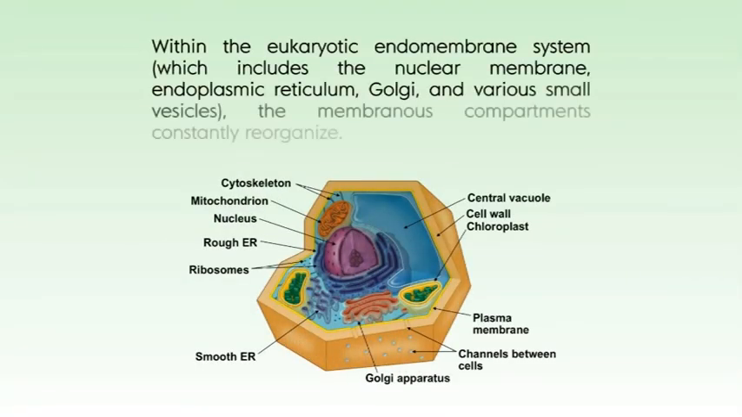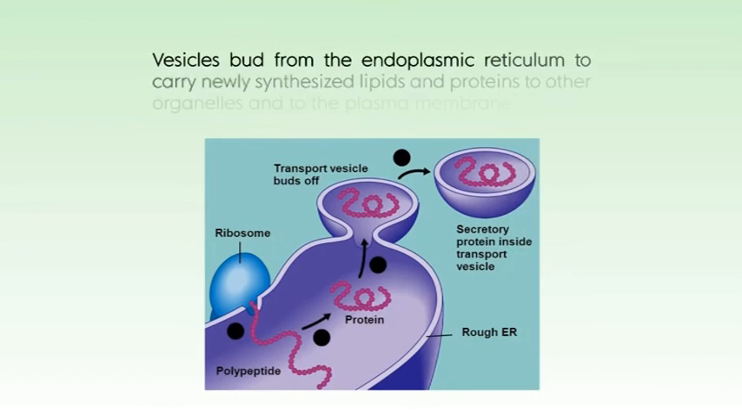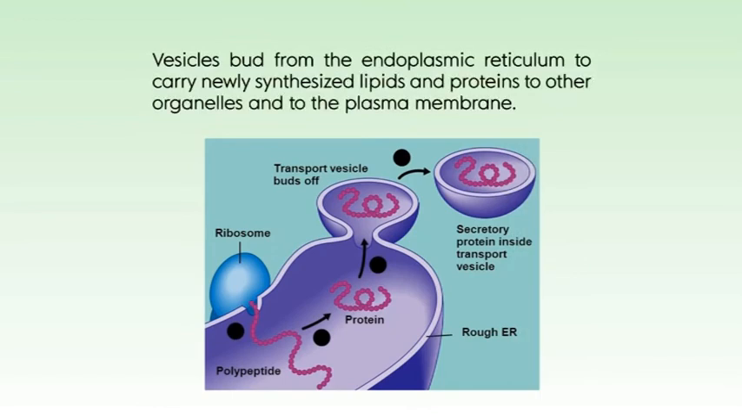Now let's look at membrane fusion. A remarkable feature of the biological membrane is its ability to undergo fusion with another membrane without losing its continuity. Within the eukaryotic endomembrane system, which includes the nuclear membrane, the endoplasmic reticulum, the Golgi, and various small vesicles, the membranous compartments constantly reorganize. Vesicles bud from the endoplasmic reticulum to carry newly synthesized lipids and proteins to other organelles and to the plasma membrane.